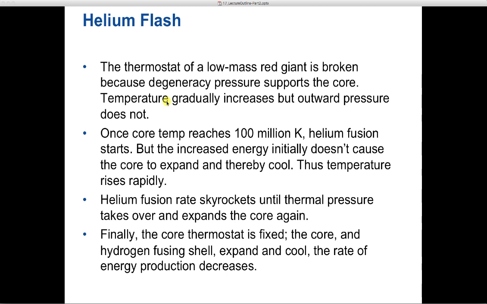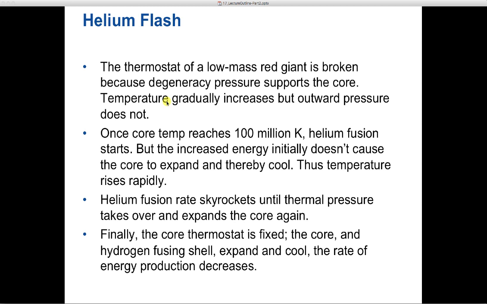Degeneracy pressure ultimately is what keeps the core from shrinking further. And the temperature in the core can gradually increase because there's this hydrogen fusion happening outside the core, and it's depositing more inert helium into the core. So the number of particles is increasing, the temperature could be increasing, but the outward pressure is not changing because we've got this degeneracy pressure supporting the core against gravity. But once the core does get hot enough, around 100 million degrees, helium fusion can start.